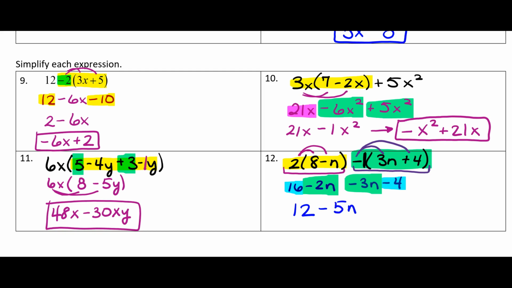Now remember, we don't multiply the n's. We leave the n alone. We just do negative 2 and negative 3. We combine the coefficients, not the variables. So 12 minus 5n, which again I would rewrite as negative 5n plus 12. But either way, this is considered correct. And so there you have it.